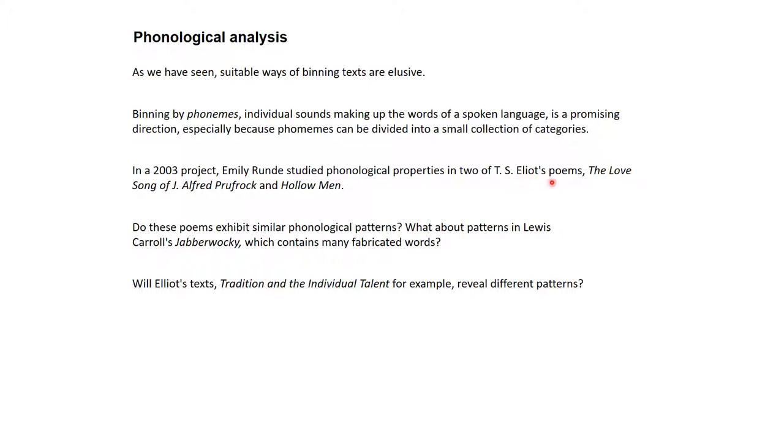A couple of things she took: two of T.S. Eliot's poems, The Love Song of J. Alfred Prufrock and The Hollow Men. Then another poem was taken from Lewis Carroll, Jabberwocky, which contains many, many fabricated words. In fact, Lewis Carroll was famous for making up new words. Then they tried to see whether another text from Eliot, Tradition and the Individual Talent, which is prose, not a poem, reveals a different pattern than the poems. So, different kinds of things.